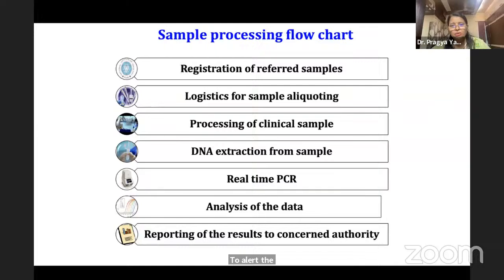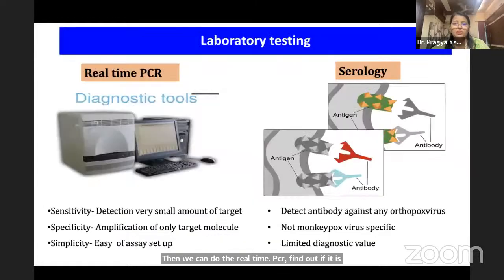If we talk about the sample processing flow chart, we first have to register the sample in a database. Then we create the logistics for sample aliquoting and the processing of the clinical sample. As it is a DNA virus, we are going to do DNA extraction, or we can also do total nucleic acid. But if we do the DNA extraction, the results and sequencing results will be better. Then we can do the real-time PCR, find out if it is positive or negative, and then we can report the results to the concerned authority. So this will be a kind of chart of how we are going to do it.